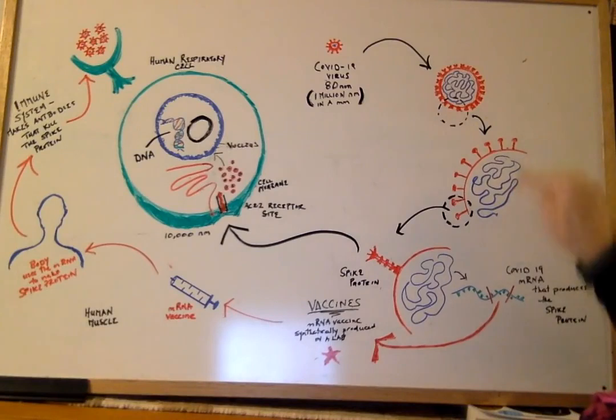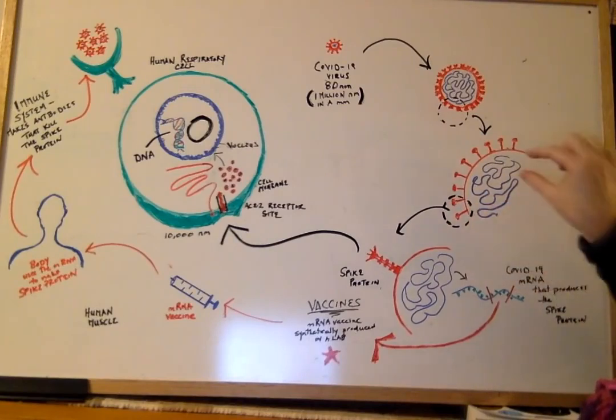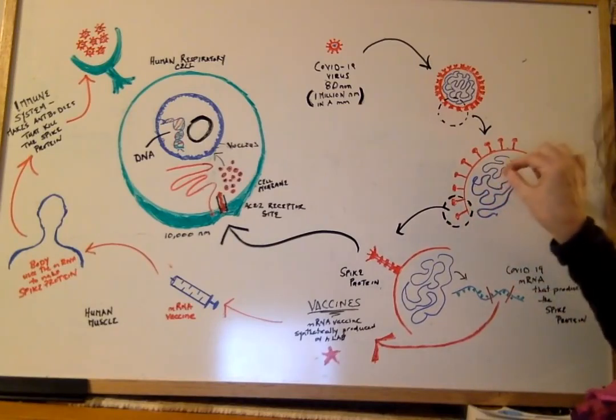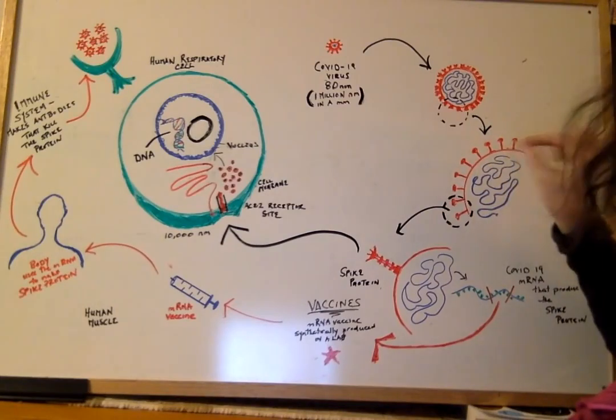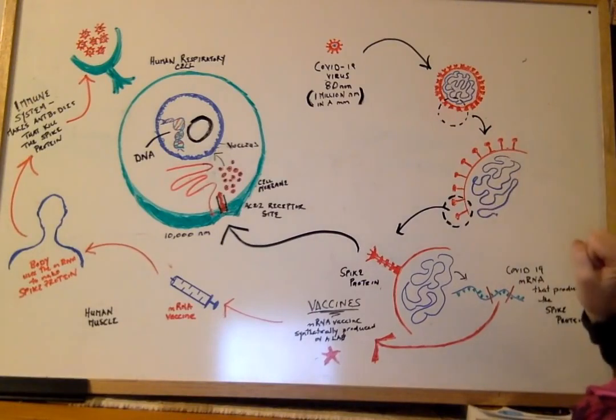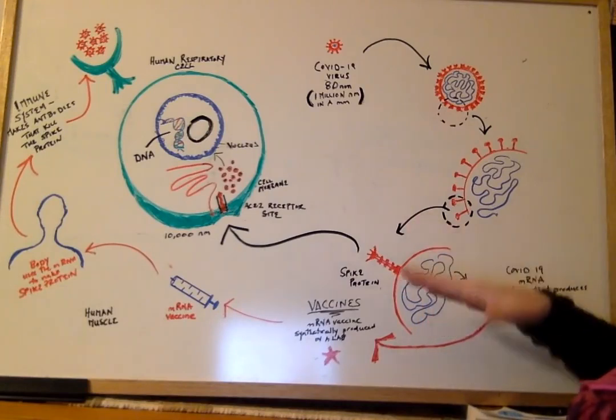And here's a little bit larger diagram of the spike proteins. The spike proteins are on the surface of the virus. The genetic material in the virus, its RNA, instructs the spike proteins to be made or developed on the surface of the virus. This is what the spike protein looks like illustrated.